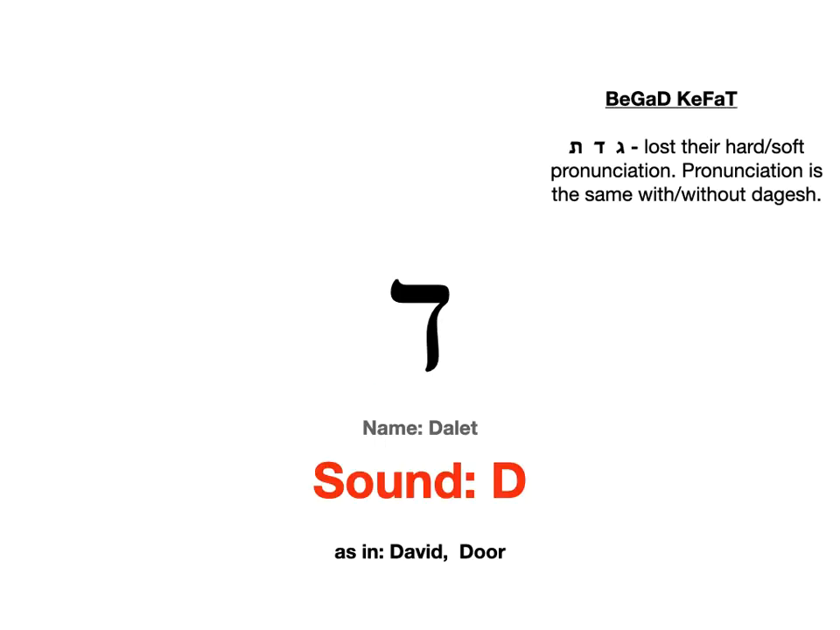The next letter is D. The grammatical terminology would be dalet. Again, you don't have to memorize all the grammatical terminology. It is helpful sometimes, but the most important thing is knowing the sound, and the sound here is D, like David or door. Okay, so David or door.